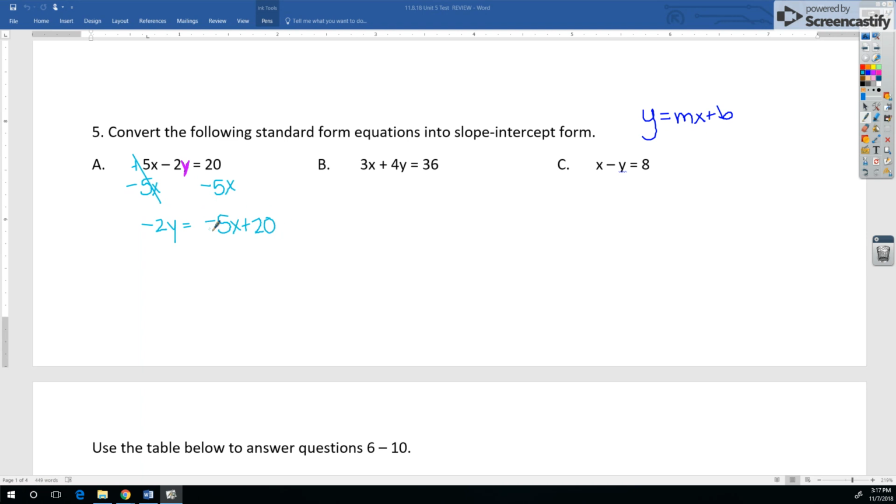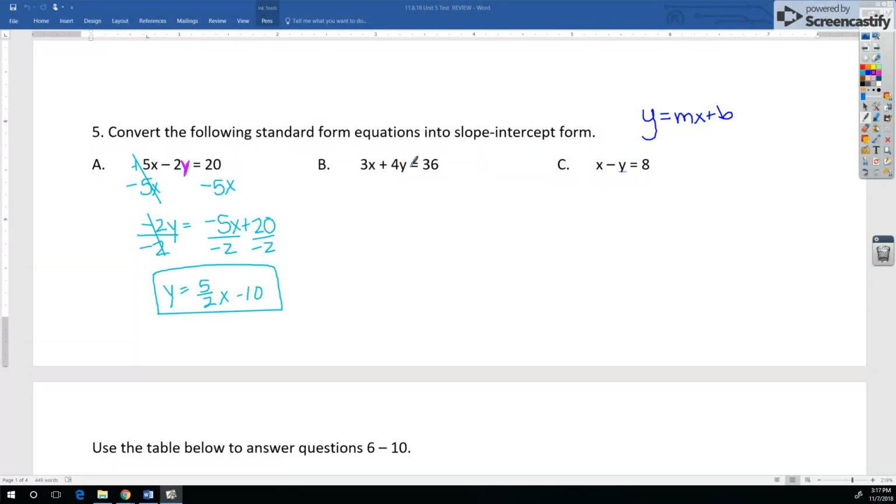Those cannot add together or subtract because -5 has an x with it, 20 does not. They're not like terms. Final step is I'm going to divide by -2 and simplify. -5 divided by -2 is just 5/2. And positive 20 divided by negative 2 is negative 10. And now I have it in slope-intercept form.